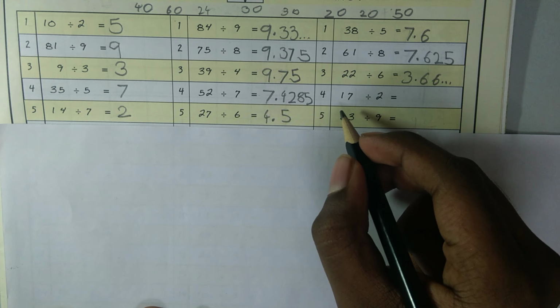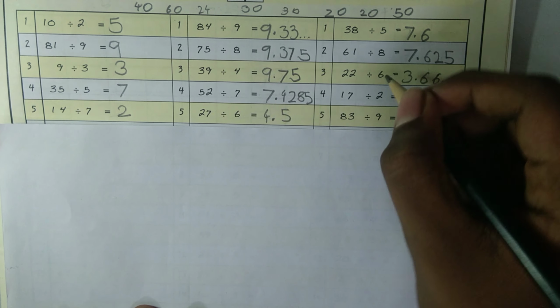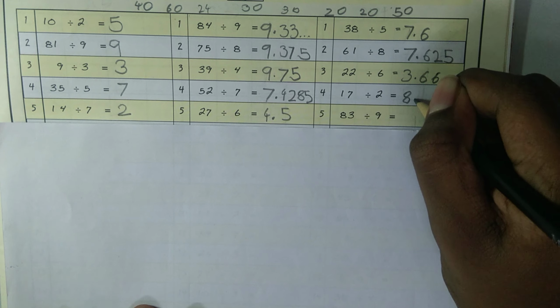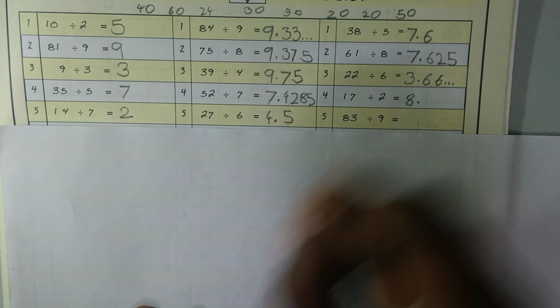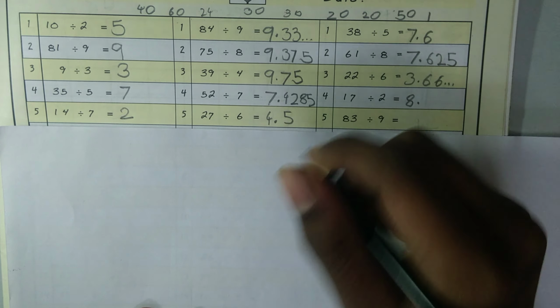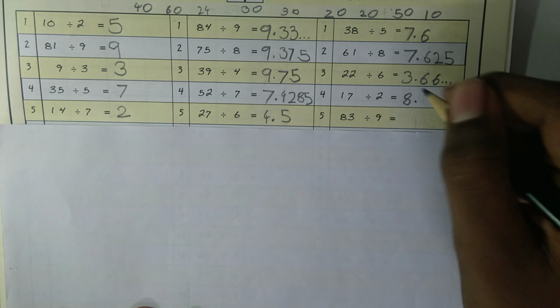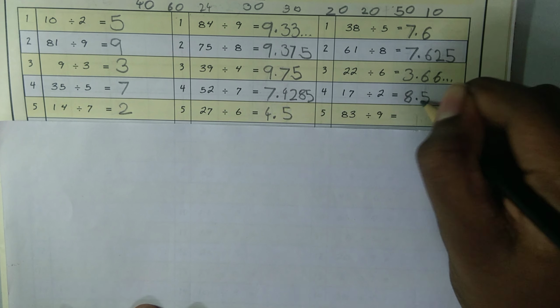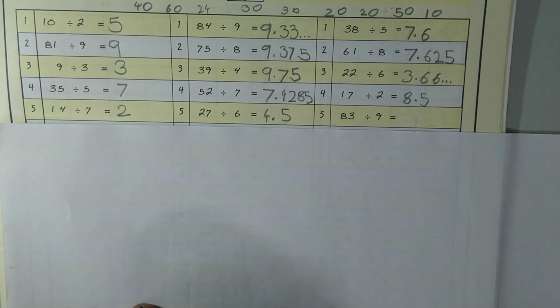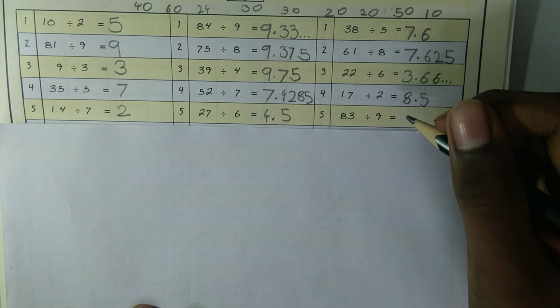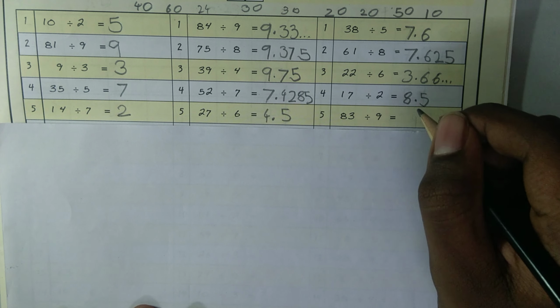Now let's do the next one, which is 17 divided by 2. 2 into 8 is 16. And now we have to keep a point. And 1 is our remainder. When we keep a 0 beside 1, it becomes 10. So 2 into 5 is 10. So it is 8.5. Now let's do the last problem, which is 83 divided by 9.